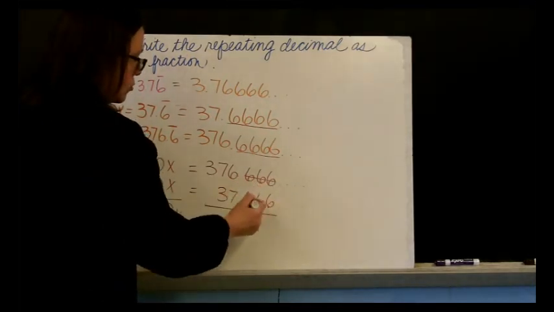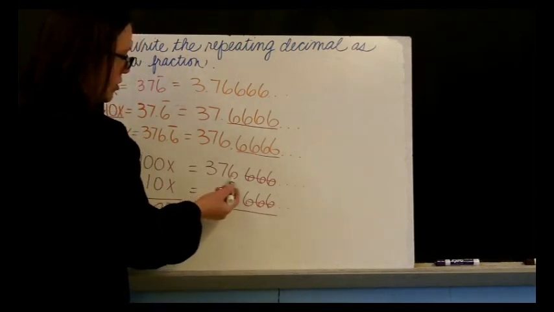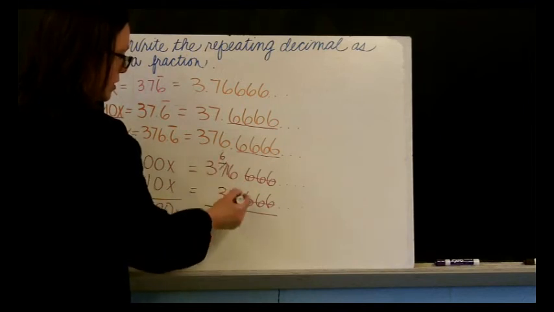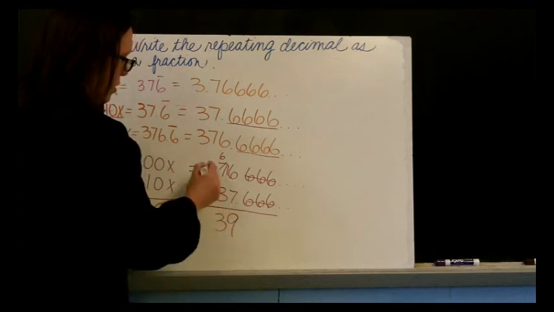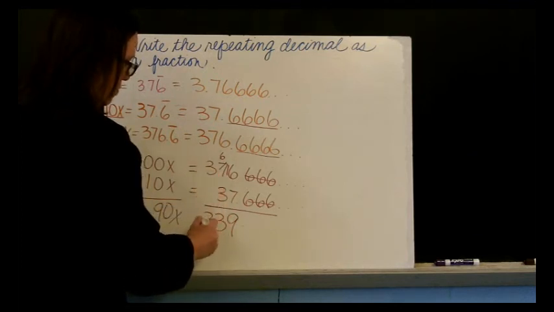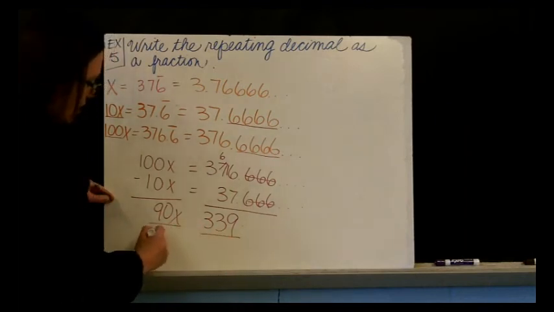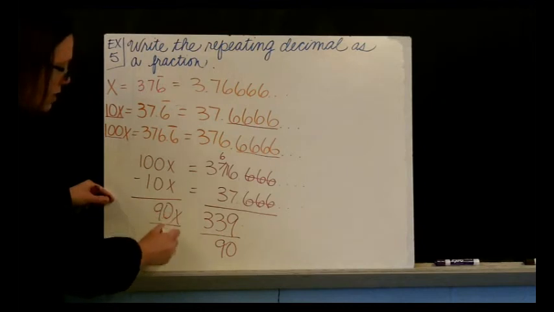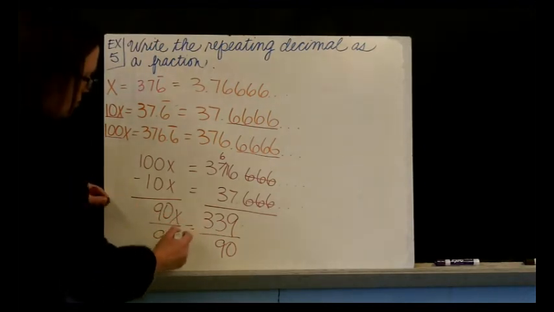These 0.6 repeated end up being 0. 376, well, we'll have to regroup. 16 minus 7 is 9. 6 minus 3 is 3. 3 minus nothing is 3. And then we divide both sides by the coefficient 90. And we get x equals 339 over 90.